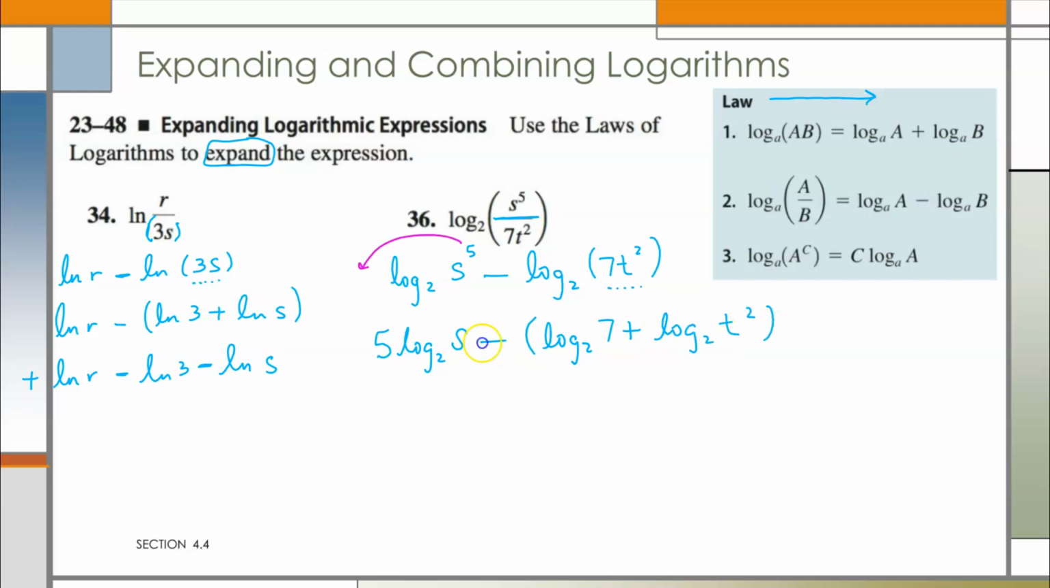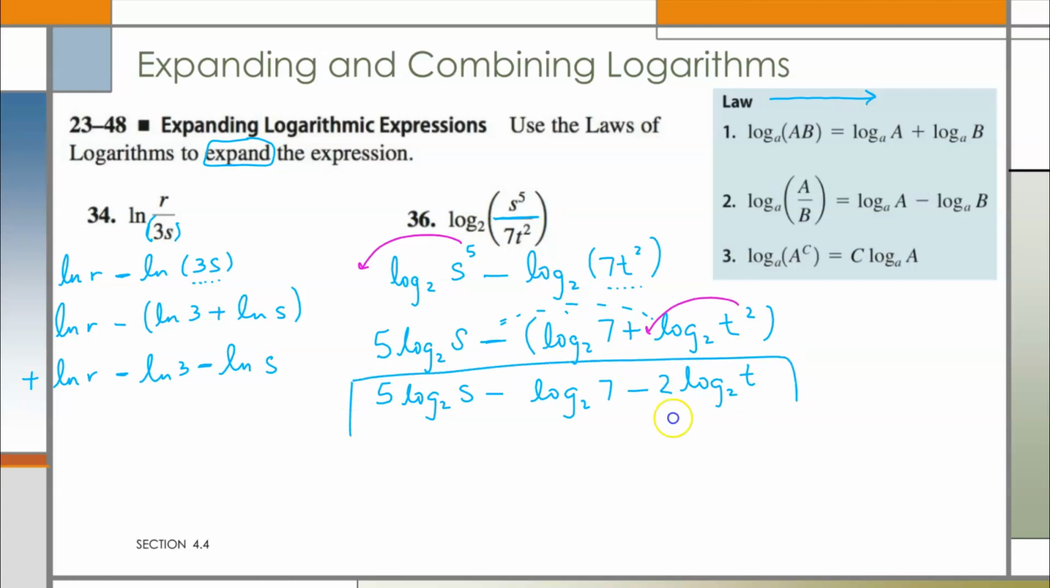Now I'm going to go ahead and distribute that negative. So we have 5 log base 2 of s minus log base 2 of 7. We're just distributing this negative to both terms. So that becomes a minus log base 2 of t. And then this squared, I'm going to just go ahead and bring that out front. So that would become a 2 here. And we've completely expanded.